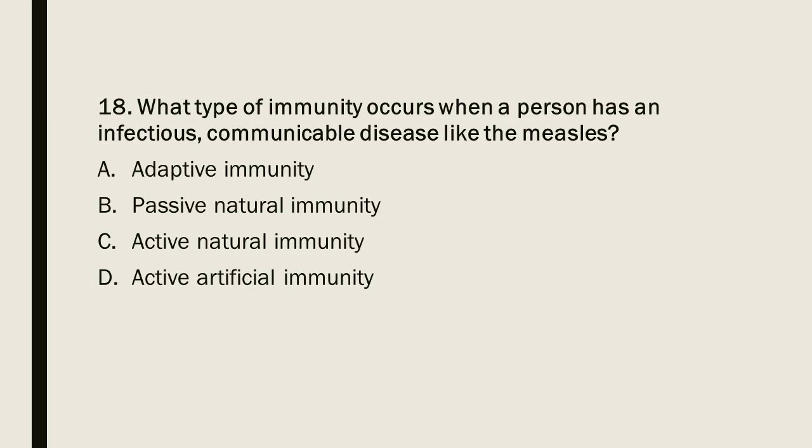18. What type of immunity occurs when a person has an infectious, communicable disease like the measles? Adaptive immunity. Passive natural immunity. Active natural immunity. Active artificial immunity.